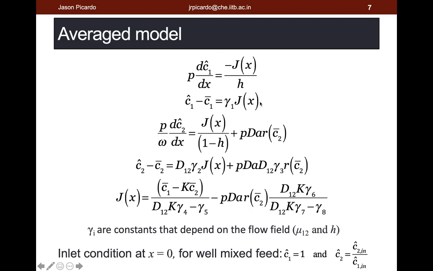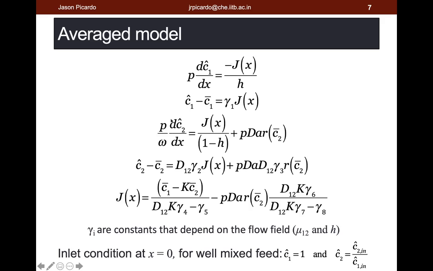So you see the averaged equation for phase 1 is similar to what we had obtained, except that instead of a reaction you have this flux term, and that flux term comes into the expression for the difference in the cup mixing average denoted by C hat and the cross section average denoted by C bar, and the advection term has the cup mixing average, and you have this flux J. The expression for J comes later.